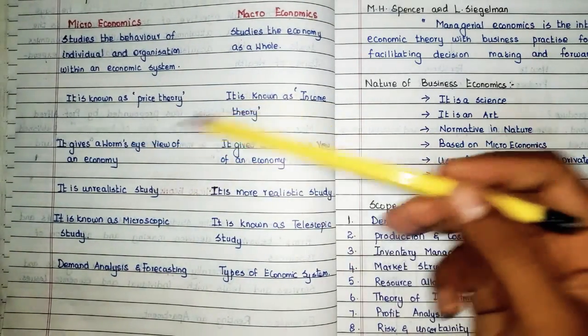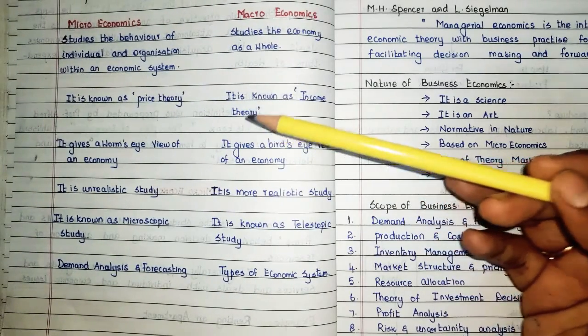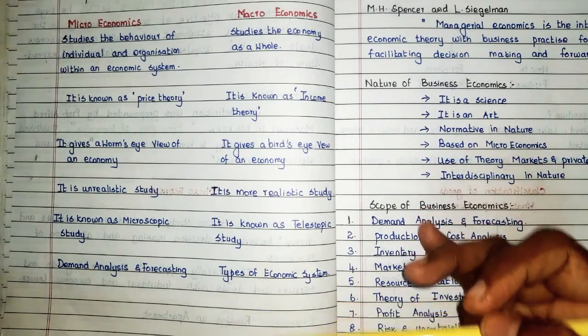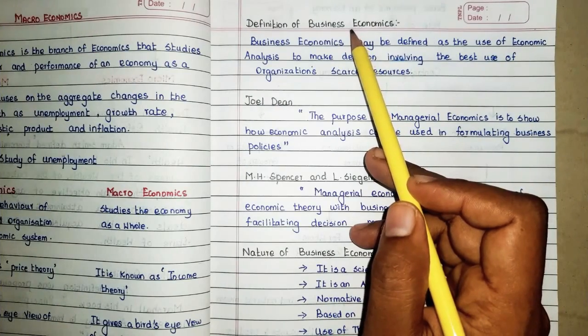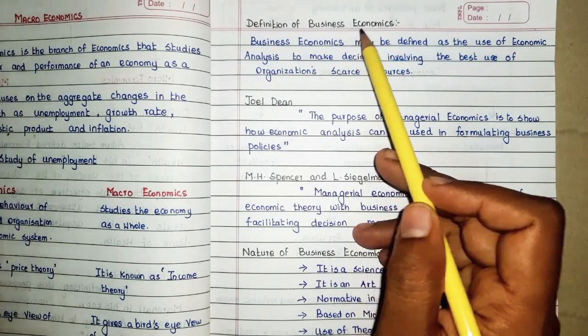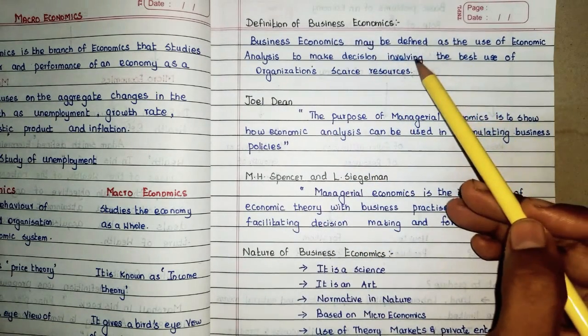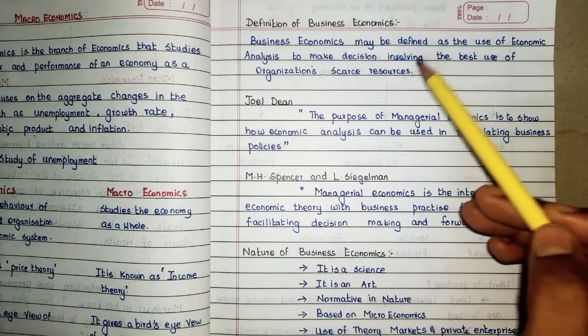So this is what the difference between micro and macroeconomics is. And the next topic is, now we will start what business economics is about. So this business economics definition has been prescribed by ICAI and CMA. So this you can write for the examination point of view.